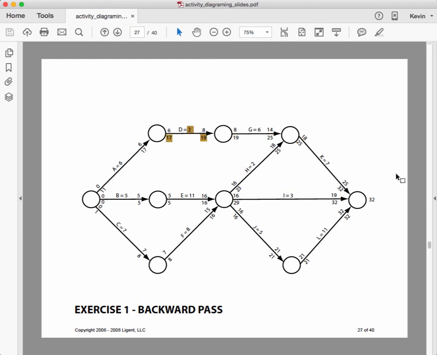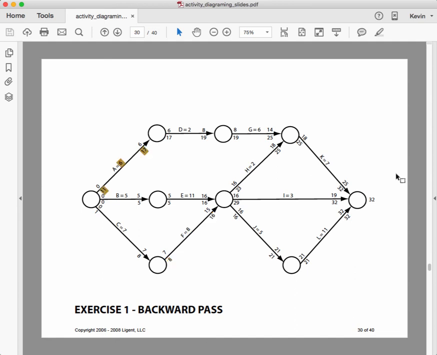D, late finish of 19 minus 2 is 17. We still have a slack or float of 11 on that path. Down on E, late finish of 16 minus 11 is 5. No difference between the late start and the early start. That's on the critical path as well. No slack or float. On F, late finish of 16 minus 8 is 8. Difference between 7 and 8 means we have 1 day of slack or float on that path.